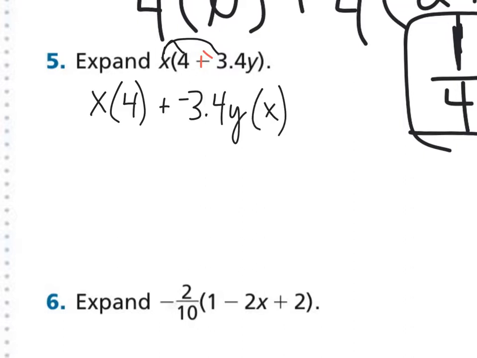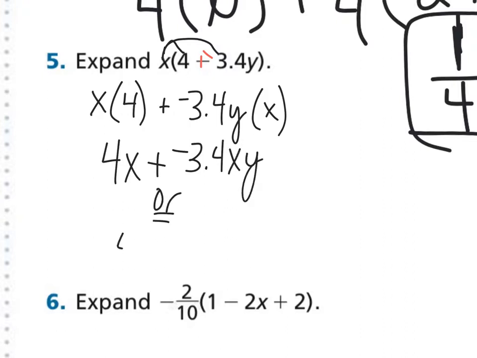So when you distribute that, we can just do a little rearranging. X times 4 is the same as 4x. And then you can say plus negative 3.4 xy if we do alphabetical order. That's the same as just 4x minus 3 4/10 xy. If you put yx instead of xy, that's fine.